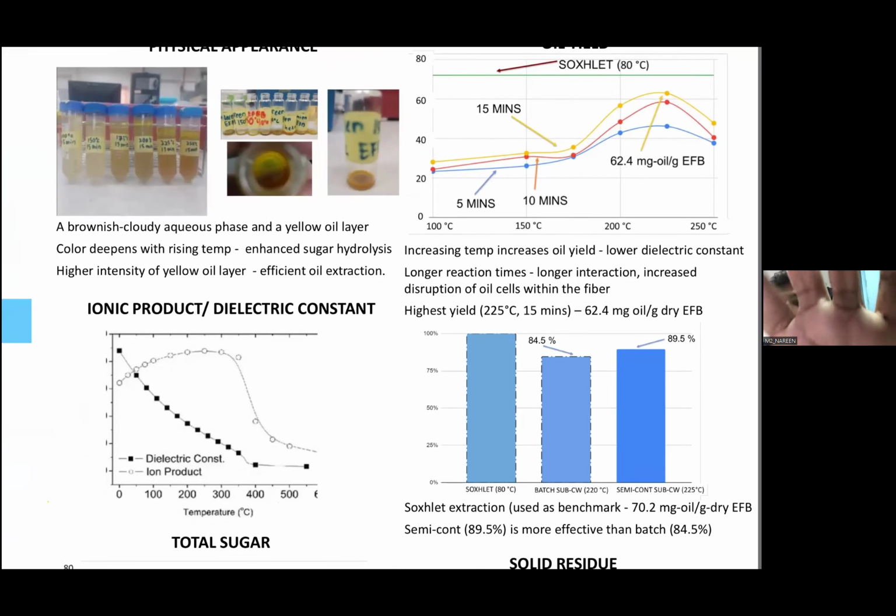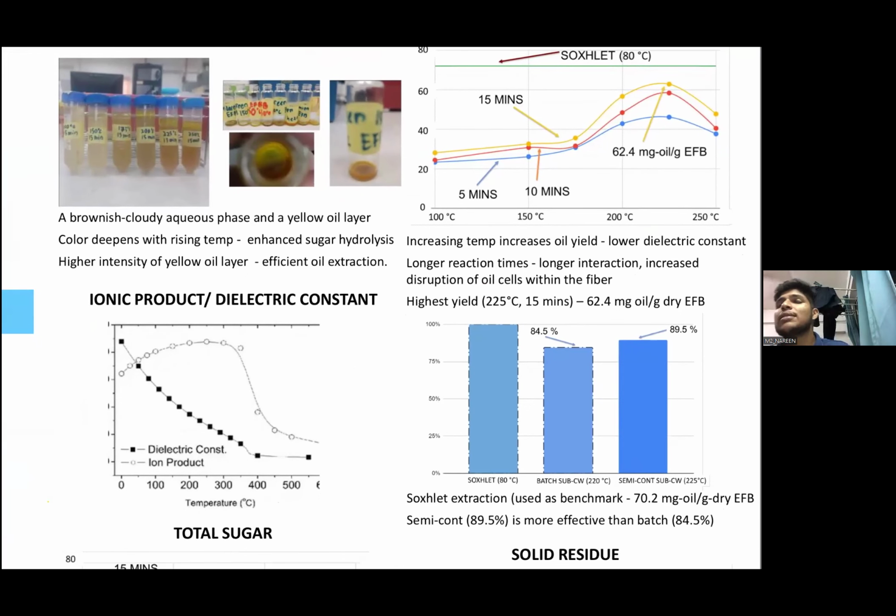Next, let's move on to the most important analysis of this research, which is the oil yield, which you're mainly looking at. The main purpose of this research is to extract as much oil as possible. Based on this picture, there are three reaction times observed at different temperatures, and as you can see, increasing temperature increases the oil yield.